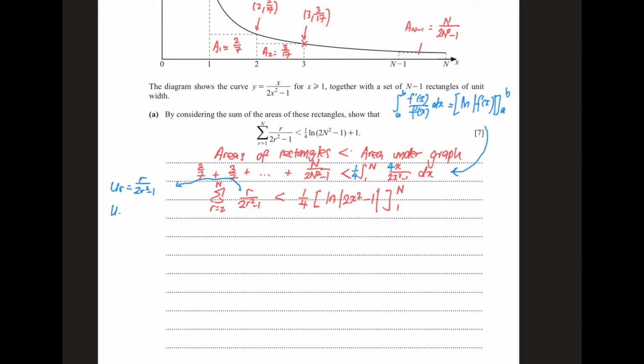So the first term is where we substitute 1 inside. So 1 over 2 times 1 squared minus 1, which is 1 over 1. The first term is 1. The first term is missing, so I purposely create the first term on the left hand side of the inequality. So I put 1 here. That is the first term.